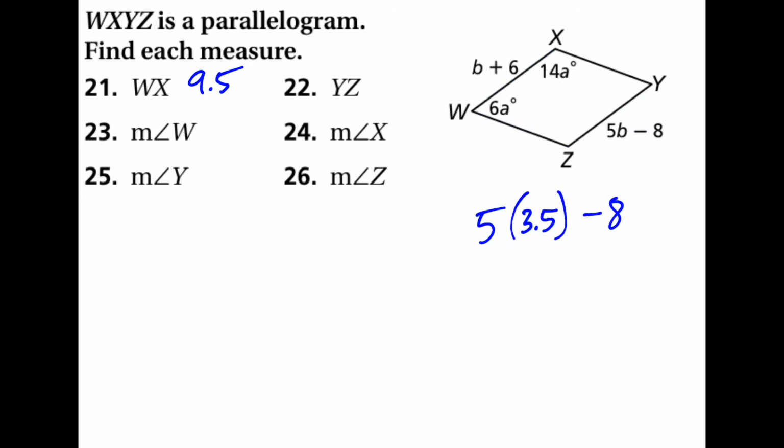So for 22, we could plug in what b is into 5b minus 8 and figure out the answer. We could also just remember that opposite sides are congruent. So since WX is 9.5, YZ is also 9.5.